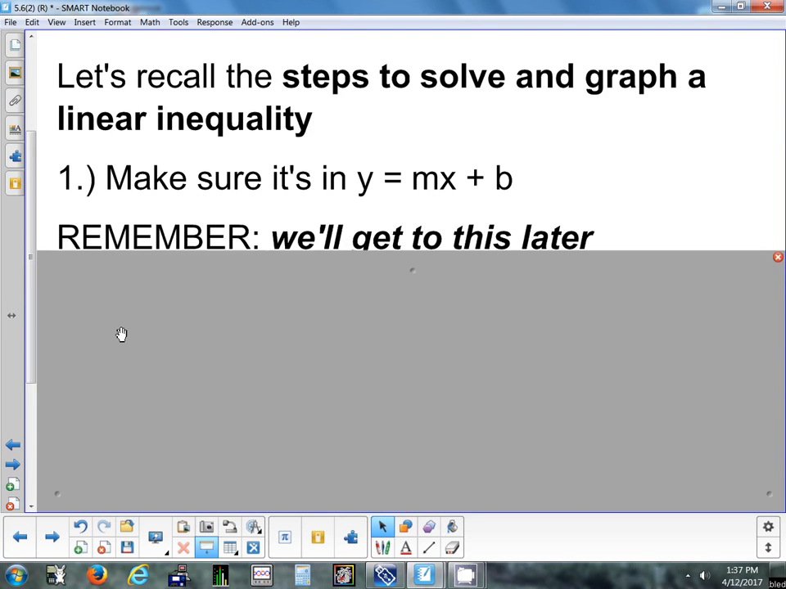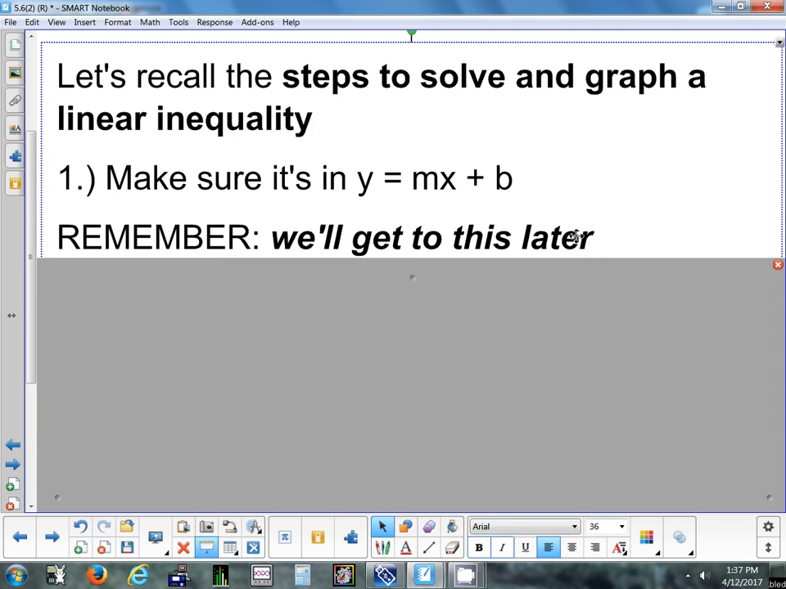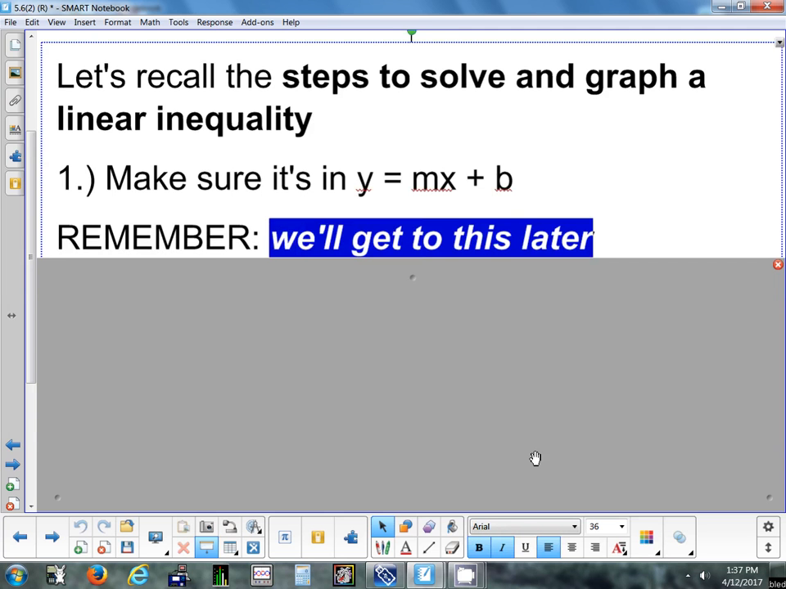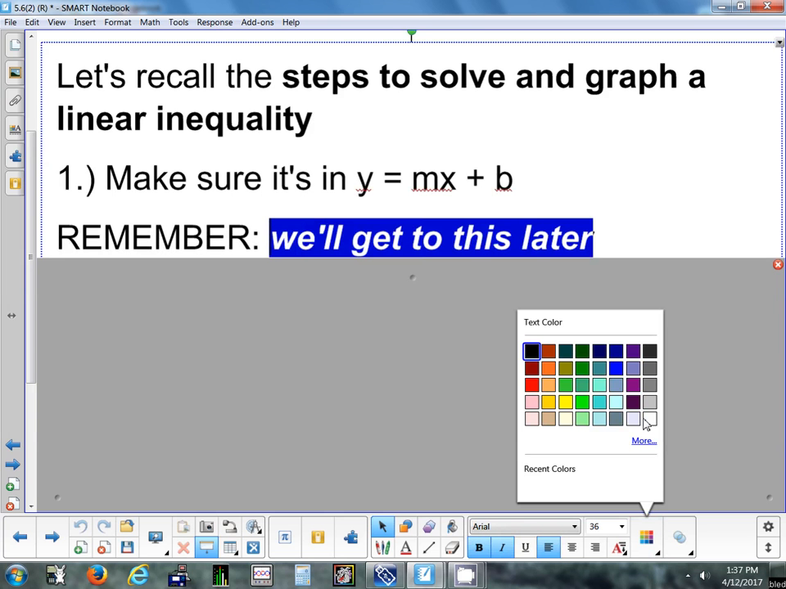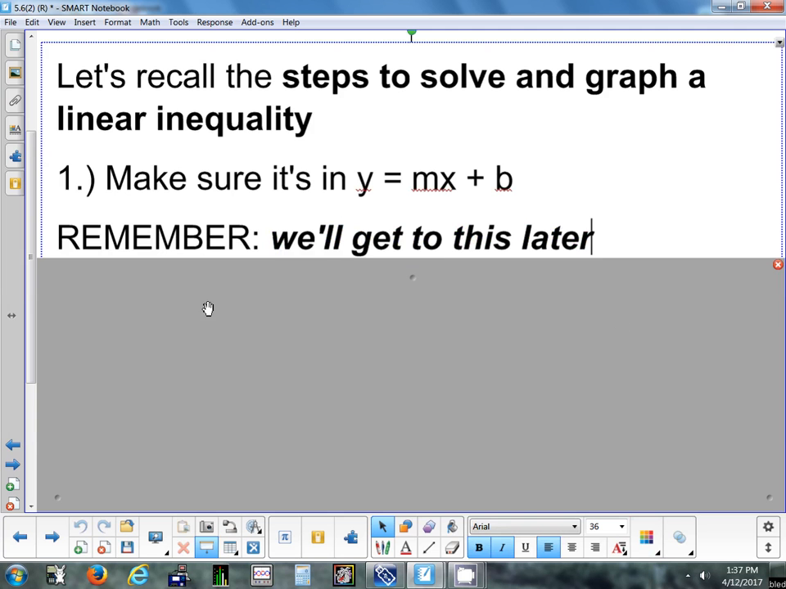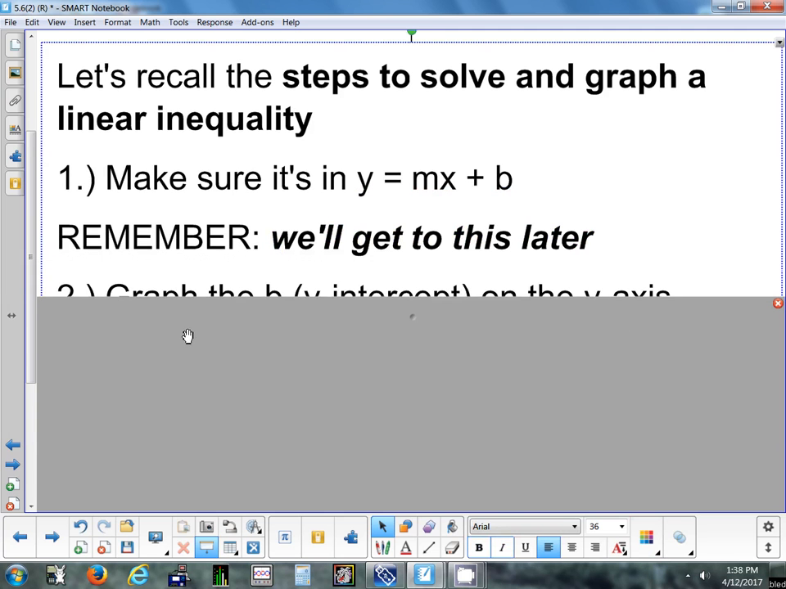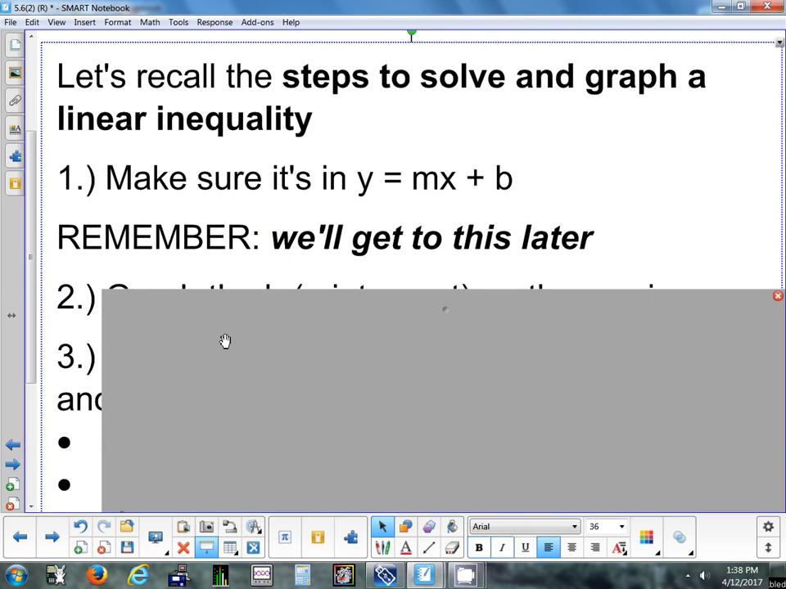Next thing. There's one thing we want you to remember. Don't write this down right now. You don't have to write. We'll get to this later. We're going to do an example a little bit later in the lesson where there's something that's going to happen in the problem that we haven't done so far yet. We'll remind you guys to come back and write this down. But I want you to have it in your steps. All right, so after we make sure it's in y equals mx plus b, now we're going to do what?